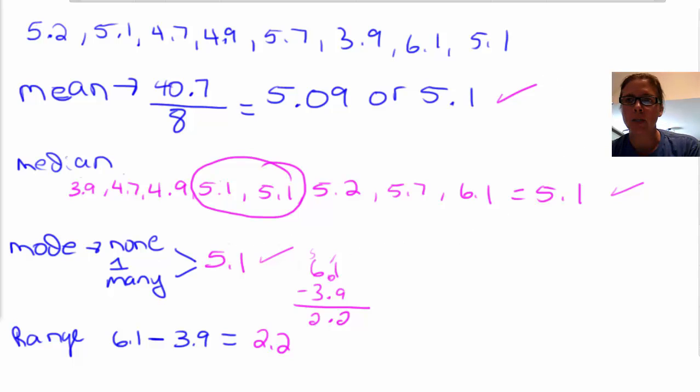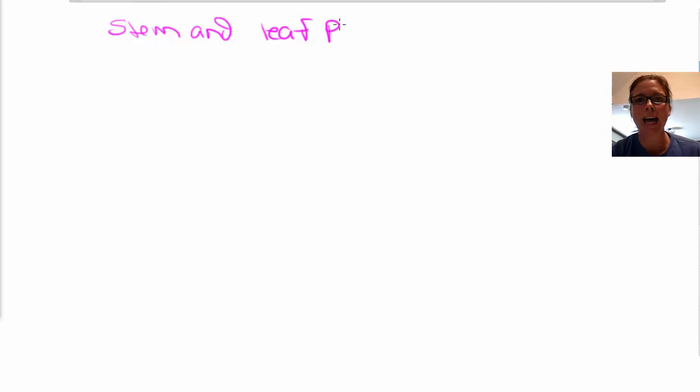All right. So now we're going to do a stem and leaf plot. Okay, so on your homework you have to make a stem and leaf plot, and then you also have to use a stem and leaf plot that they give you. We're still going to use the same data that we just used, the 5.2 and all that. Okay, so how you do it is you make this little thing like that.